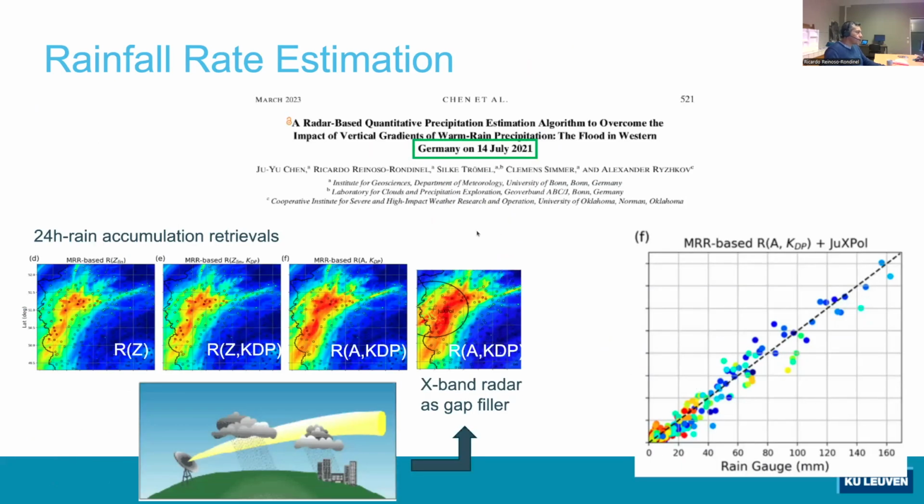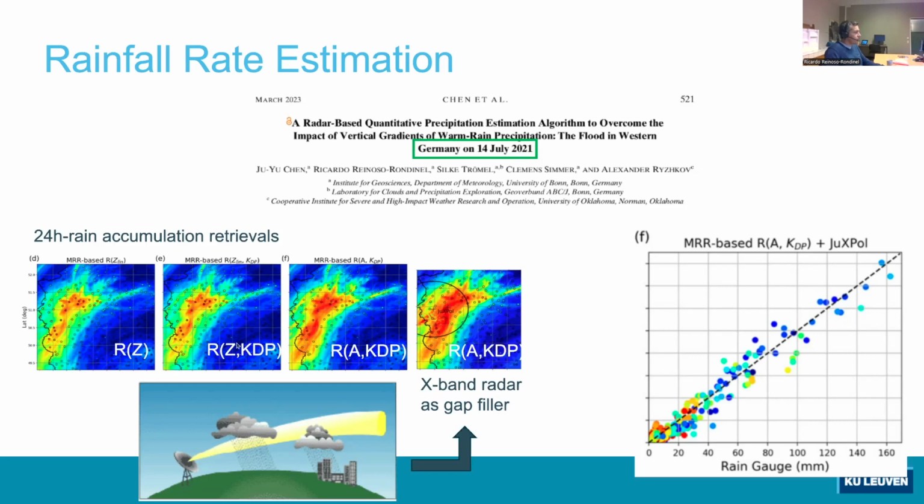I think probably you are already familiar with the flooding event that happened 3 years ago in July 2021 between Germany and the Netherlands, Belgium, Luxembourg. And so we also did some comparison of different retrievals of rainfall rate, and we compared them with rain gauges. So what you see here are 24-hour rainfall accumulation retrievals. In this first panel, you have only reflectivity, and then you estimate rainfall rate. So we have the R-Z relationship.